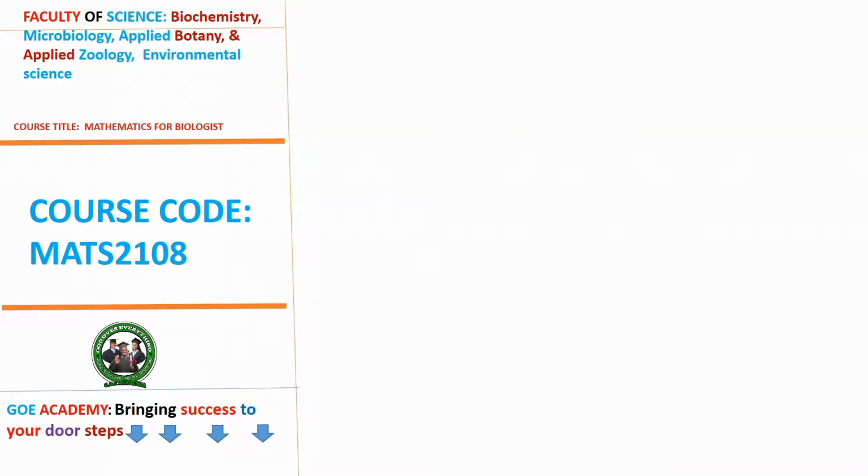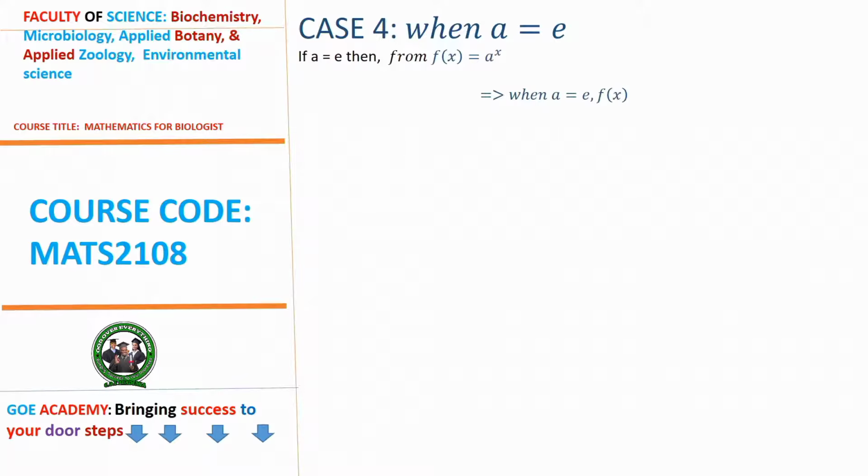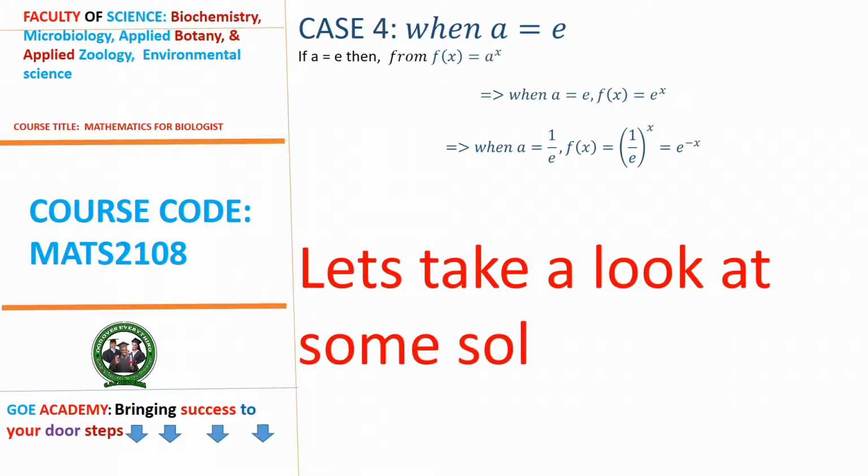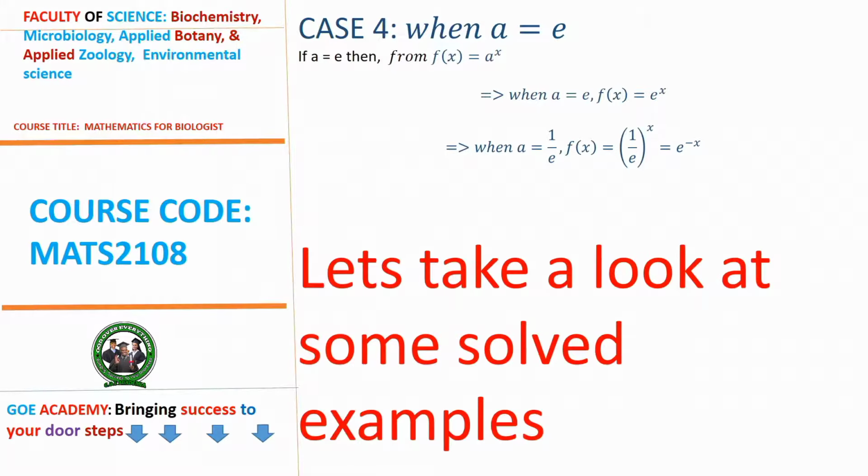So we proceed. Let's look at case 4. Now what happens when a equals e? If a equals e, then our exponential function becomes simply e raised to the power x. We just replace the position of a by e from our general form, right? I hope everybody is cool here. Now if a equals 1 on e, then we have 1 on e raised to the power x, which is e raised to the power minus x. Hope it's well understood. So let's take a few examples on how to plot curves of that form.